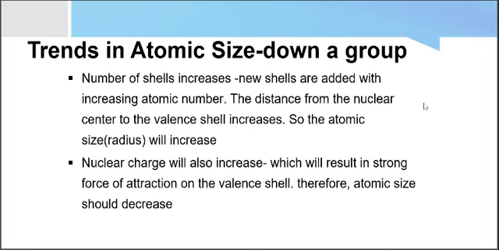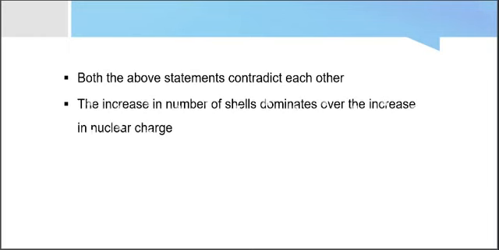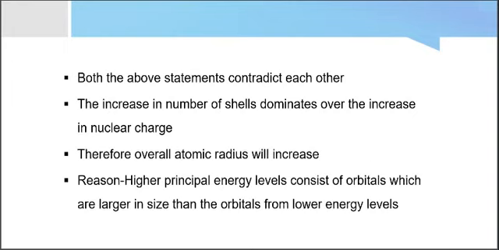But as we move down a group, the number of electrons increases, due to which the nuclear force of attraction increases, due to which the atomic radii should decrease. Both the above statements contradict each other. Either atomic radius will increase because the number of shells is increasing, or it should decrease because the nuclear charge is increasing. Here, the increase in the number of shells dominates. It is more dominant over the increase in nuclear charge, so the atomic radius will increase.